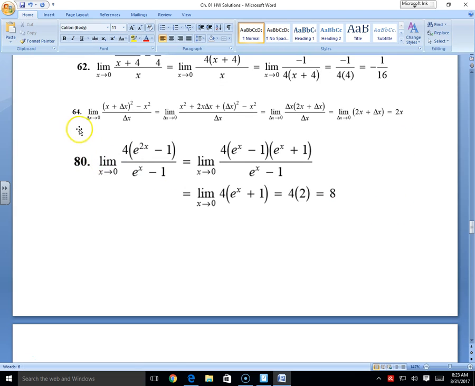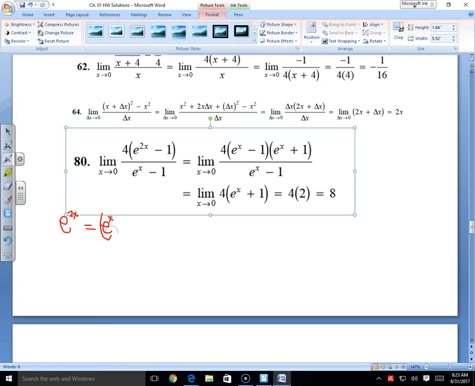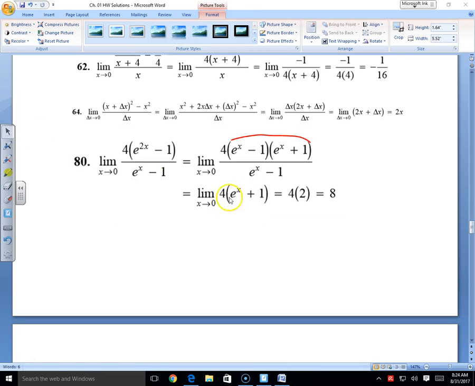Number 80, they did not like because it had an e, but as I showed them, e to the 2x is the same thing as, can I show it on here? Let me try. There we go. E to the 2x is the same thing as e to the x squared. So it really was a difference of squares, and any difference of squares we can simplify using factoring. So then you factor, and then you cancel, and then you plug in, and you end up with e to the 0 is 1, 1 plus 1 is 2, 4 times 2 is 8.